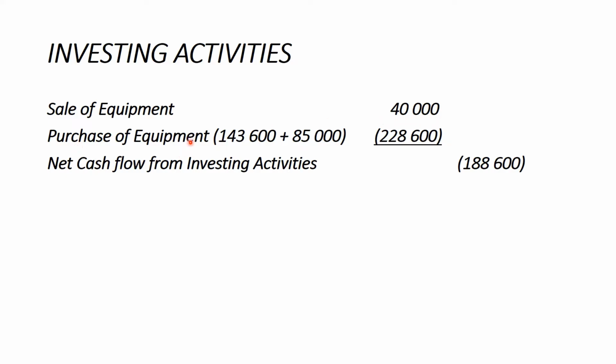The purchase of the equipment, 143,600. You could want to check that back, and the 85,000 that was introduced to buy more equipment would give us an outflow of 228,600. And when we add those two together, we get a net cash flow from investing activities of 188,600.